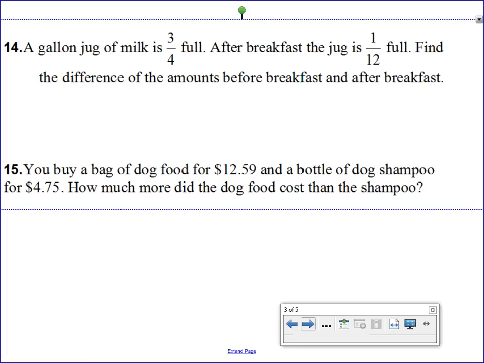I'll give you a couple minutes to do 14 and 15, and then we'll come back and do that next.